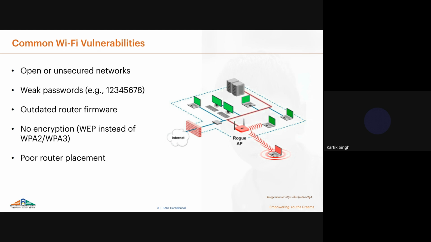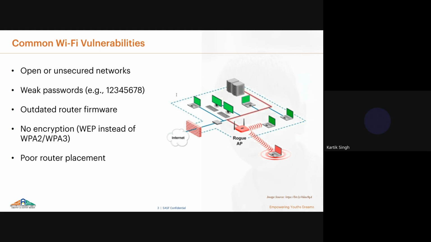No encryption, WEP instead of WPA2 and WPA3. So what are these terms, WPA2, WPA3, and WEP? These are the Wi-Fi encryptions used by Wi-Fi to keep the data encrypted.